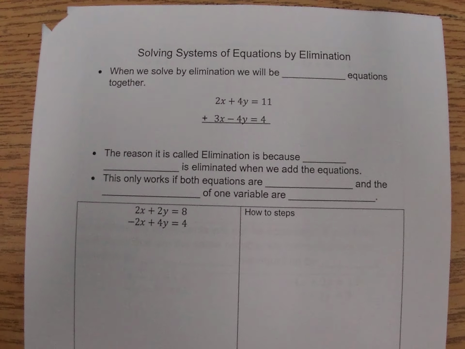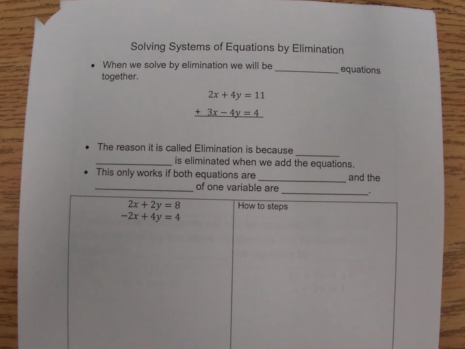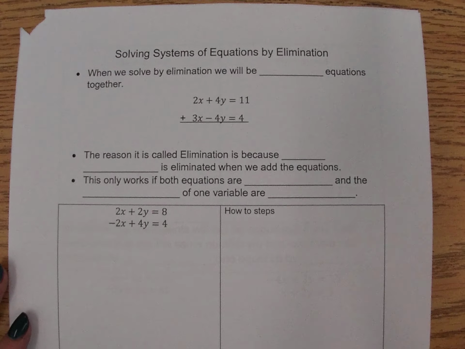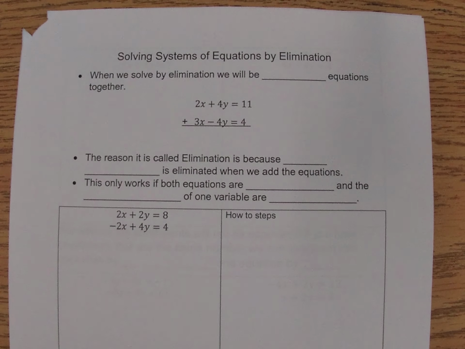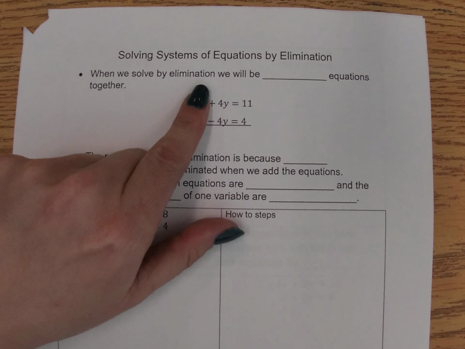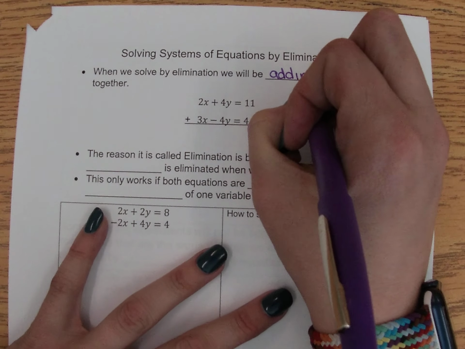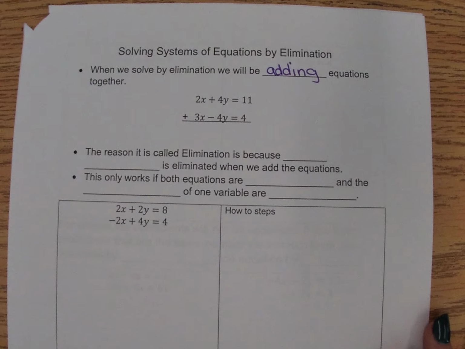Hi class, today we are going to look at solving systems by elimination. This is the third way that we are going to be talking about solving systems. We already know that we can solve by graphing and that we can solve by substitution. Our third option is elimination. And when we are solving by elimination, what we are actually going to be doing is adding the equations together.